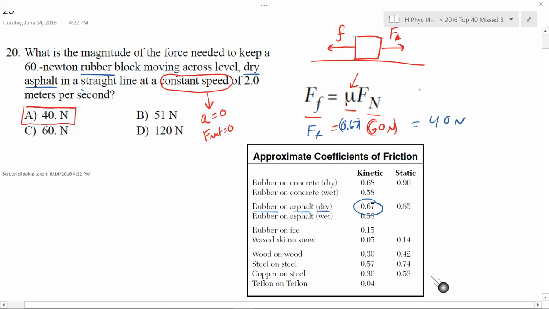As an aside, this mu you can also think of as a ratio of the friction force to the normal force. And because it's force over force, it has no units. It's one of the few things in this course where it actually has no units, and putting a unit would be wrong. Another one would be index of refraction.